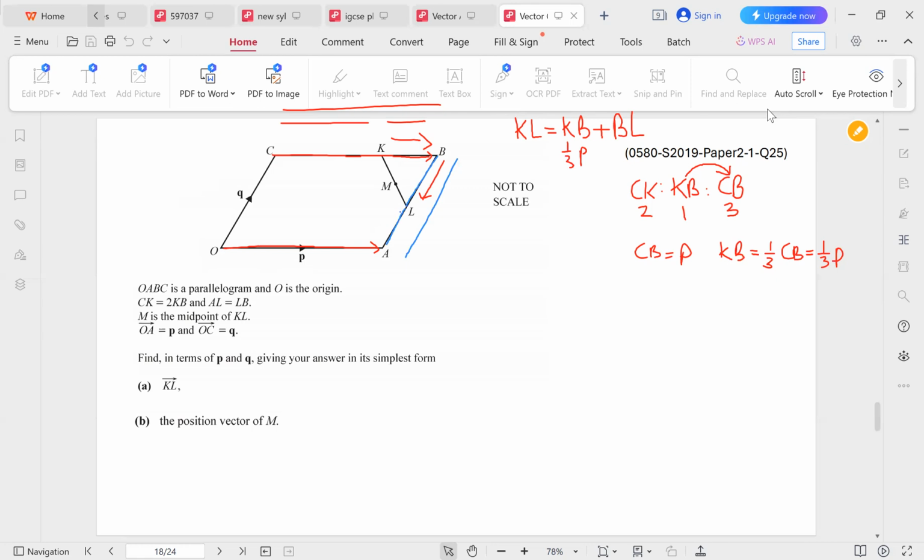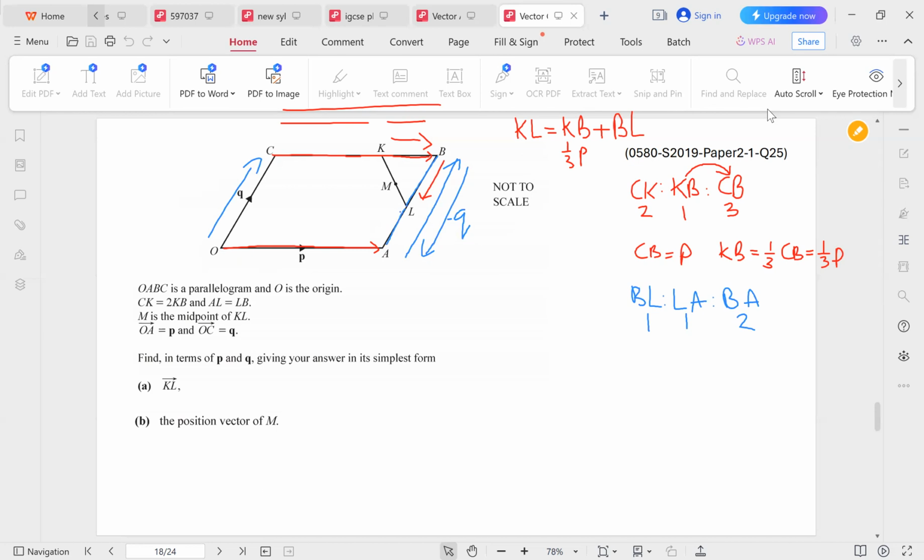So we have BL to LA to BA. Now, since AL is equal to LB in terms of length, we can just write 1 to 1, and the total is 2. And BA is in fact negative Q, so watch out for that, because AB is equal to OC. So this is OC and this is AB here. So BA would be negative Q.